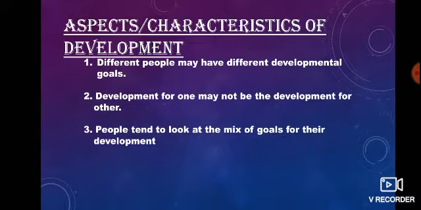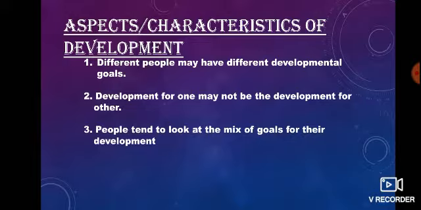For example, a person living in a rural area and a person living in an urban area will have different perspectives. So obviously, their development goals will be different. Moving to the second one: development for one may not be development for another. Yes, because if for Raju development is A, for Shyam development A will not be the same as for Raju.